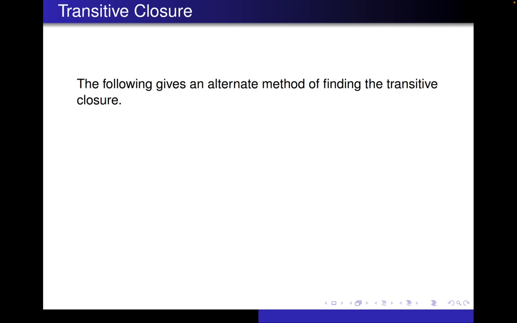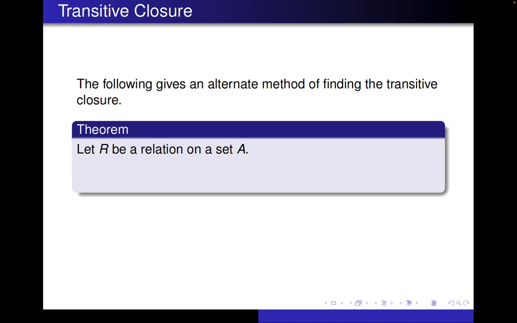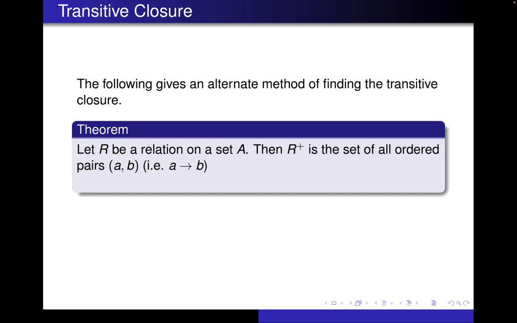And then we had an alternate method of finding the transitive closure, and that is the whole thing where we were looking at elements in the set that were downstream from one another. So let me just remind you, our theorem was: let R be a relation on the set A, then R plus is the set of all ordered pairs A, B, and again, A points to B, where A is upstream from B or B is downstream from A.